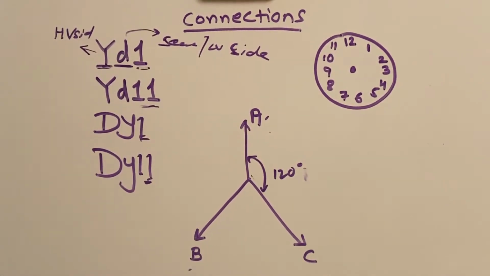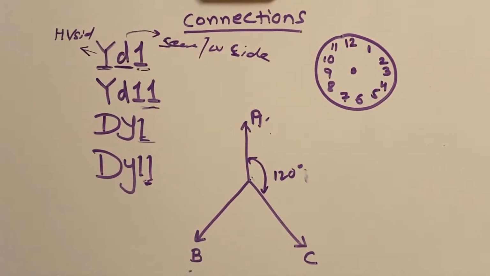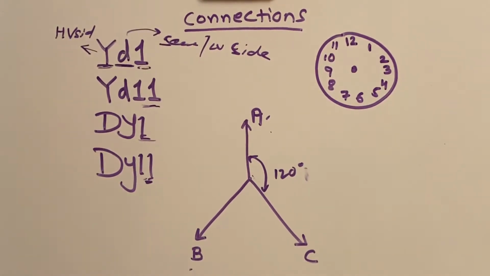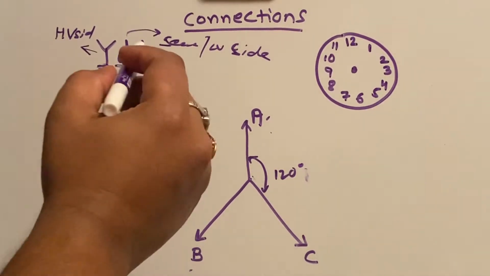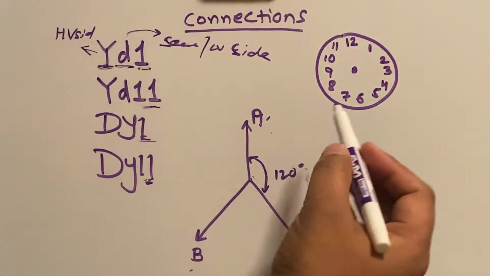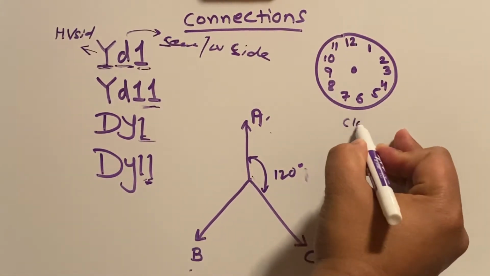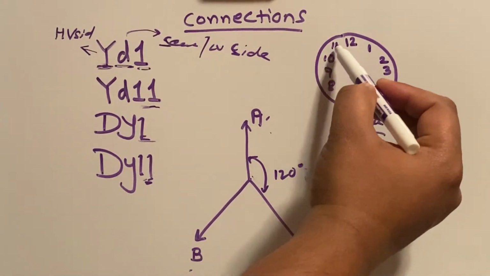First of all, what does this 1 represent? This 1 is basically nothing but the phase angle between the high voltage and the low voltage side. To understand it better in simple terms, imagine a clock that has 1, 2, 3, 4, 5, 6, 7, 8, 9, 10, 11, 12.